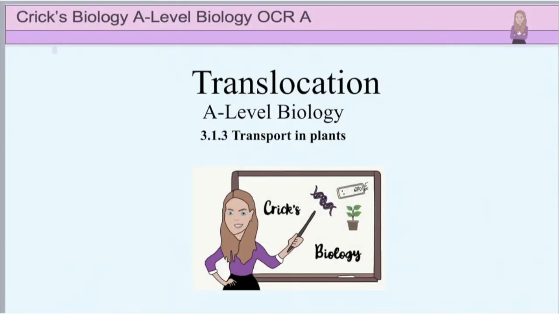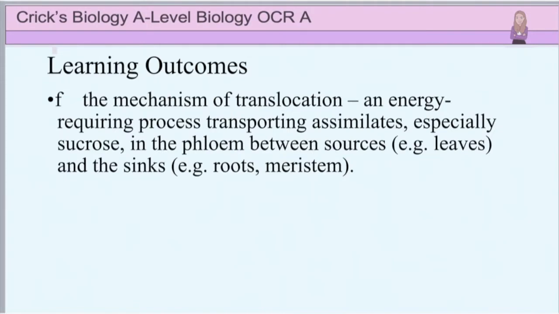Translocation in plants. In this lesson, we're going to look at the mechanism of translocation, an energy-requiring process transporting assimilates, especially sucrose, in the phloem between sources, e.g. leaves, and the sinks, e.g. roots and meristem.